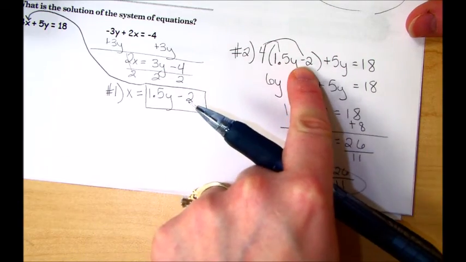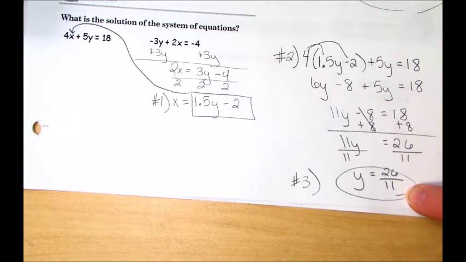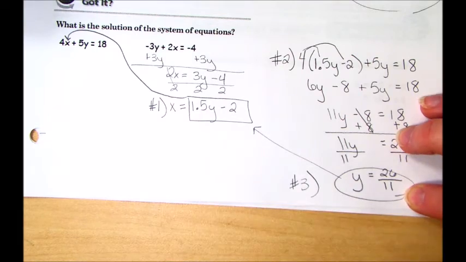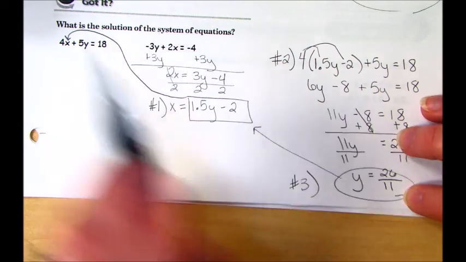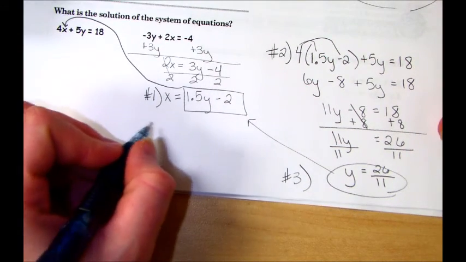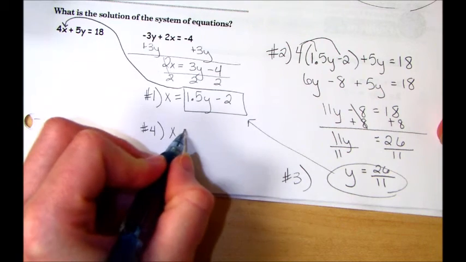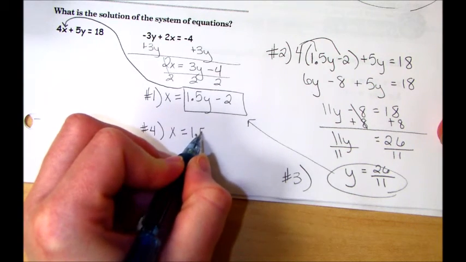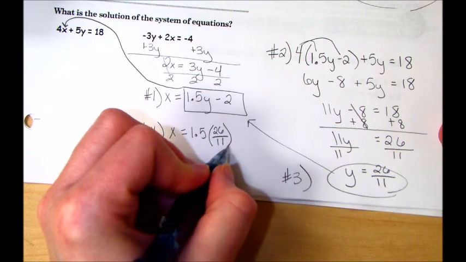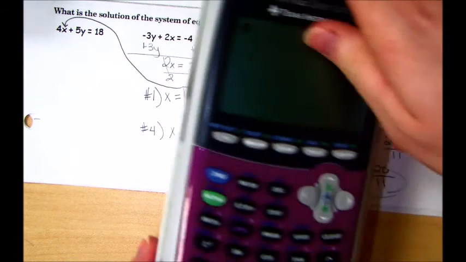This is why it's called substitution, because we substituted in. Take this answer. I like to personally put it back into the box. You could put it anywhere you wanted as long as you solve for x. I think it's easy to put it in the box. So step number 4. x equals 1.5 times 26 over 11 minus 2. Ugly, but doable, especially now that we have our calculator.